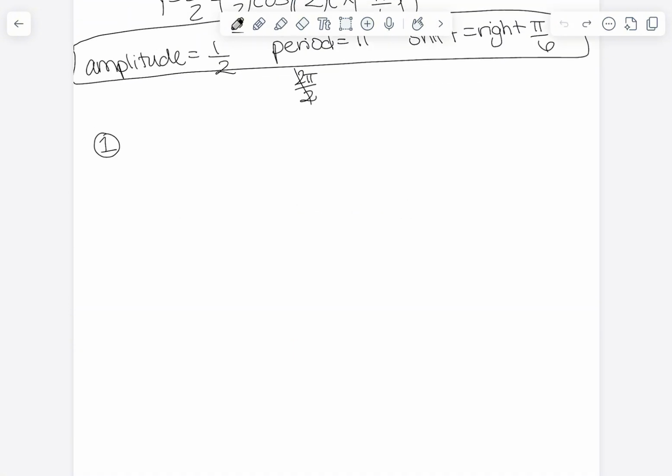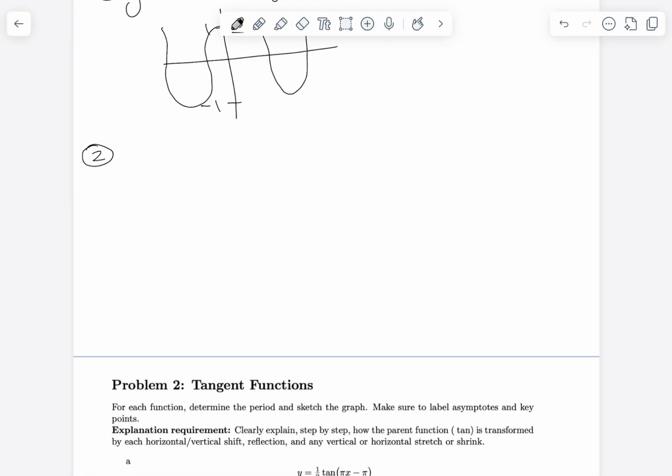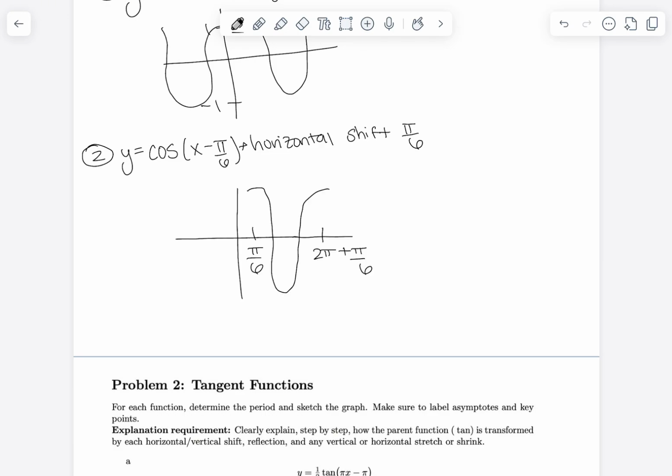So to start, the original graph would look like just a regular cosine graph. The amplitude of 1. So then we're going to graph the horizontal shift, pi over 6. So we're going to add that to the graph. So this is the graph shifted right, pi over 6.